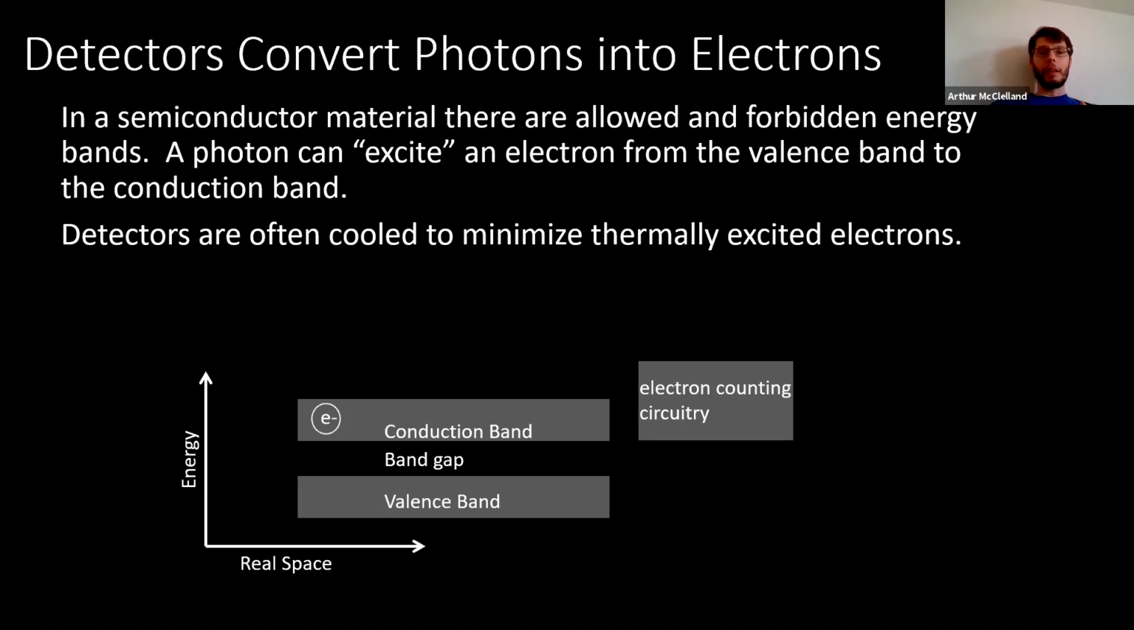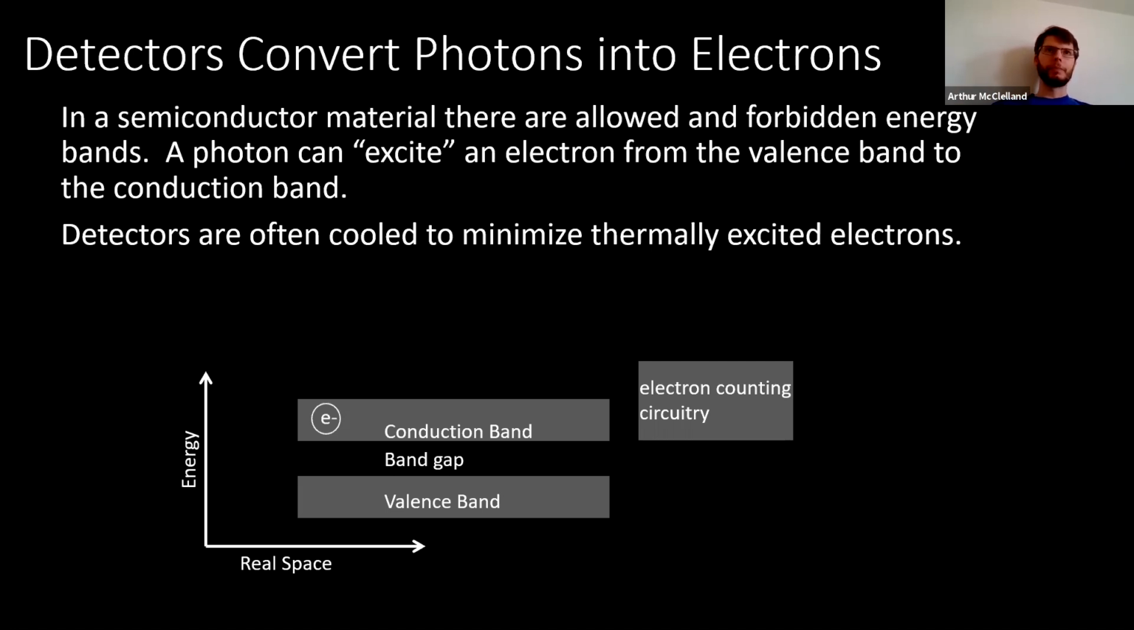The electrons can be excited with a photon. They can also be thermally excited sometimes. So this is why you cool your detector, and that's to minimize the thermally excited electrons. We only care about the photo-excited electrons. The thermally excited electrons are just background baseline offset noise that wipes out your signal.